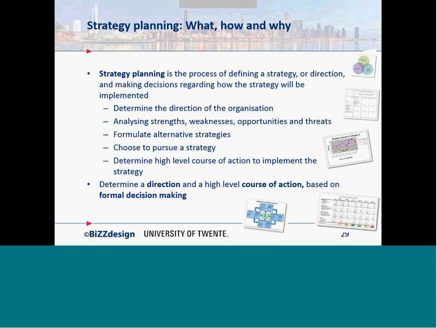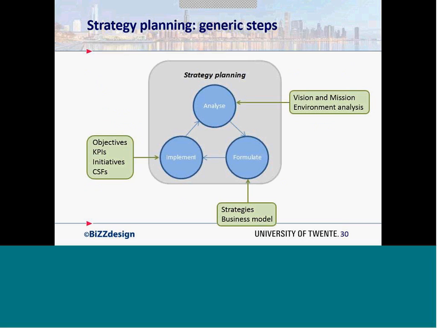So basically, strategy planning is about determining a direction, a high-level course of action, based on formal decision-making, because it's about planning. So it's a bit formal. You need some sort of documentation, some sort of support for it. It's not something that happens ad hoc, basically.